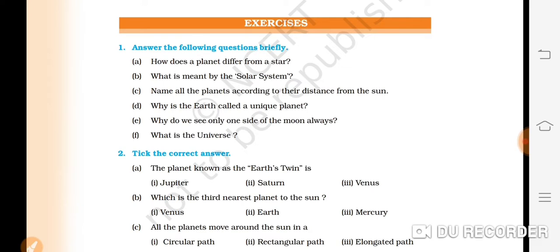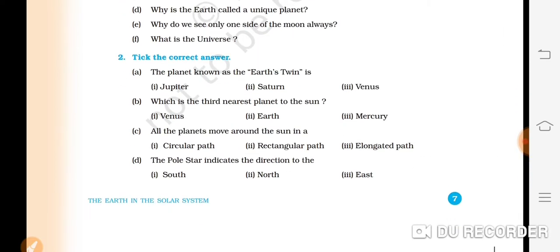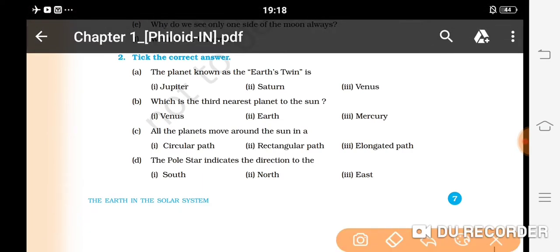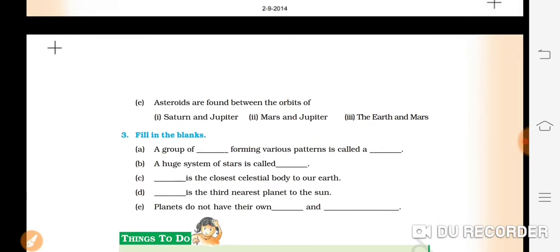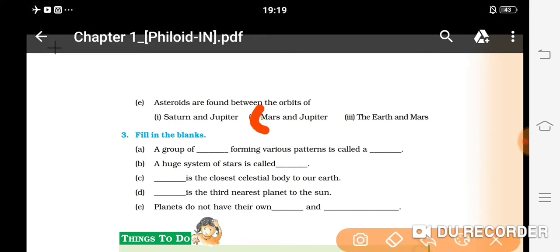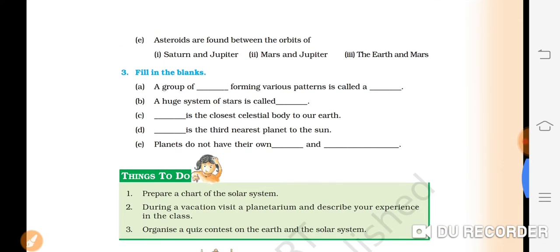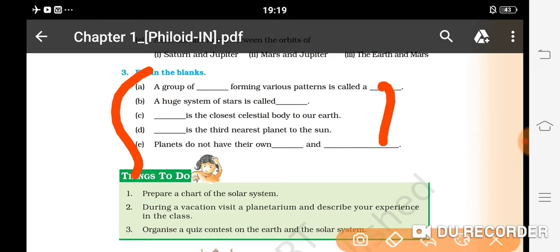Please write in the comment box: how is a planet different from a star? The second question: what is the universe? Okay, let's start with the correct answers. The planet known as Earth's twin is Venus. The third nearest planet to the sun is the Earth. All the planets move around the sun in an elongated path. The Pole Star indicates the direction of north. And the last question: asteroids are found between the orbits of Mars and Jupiter.